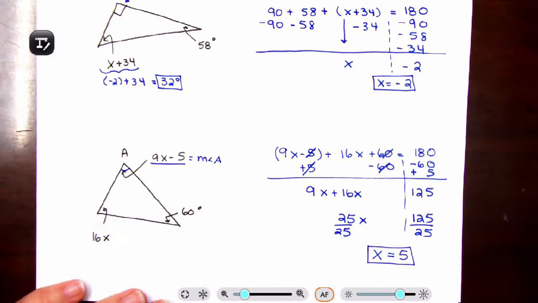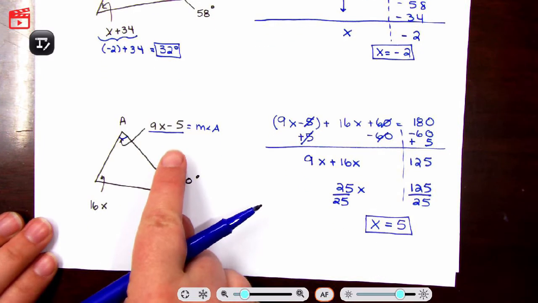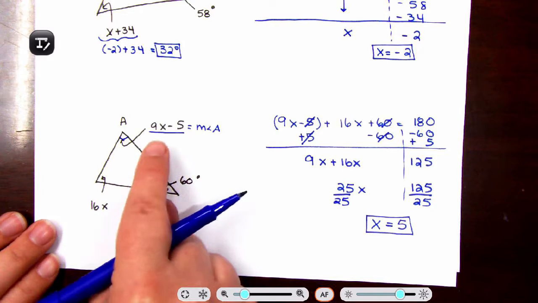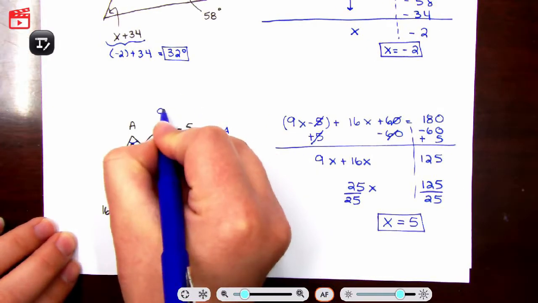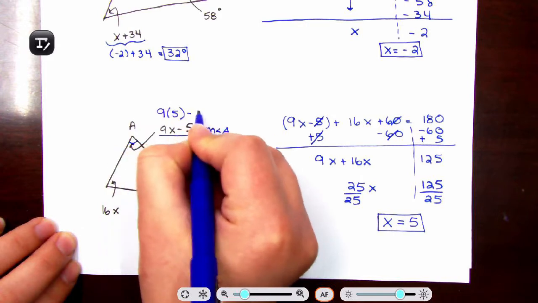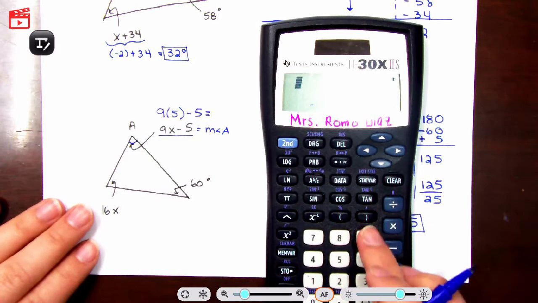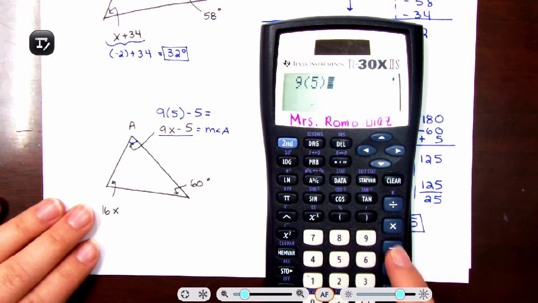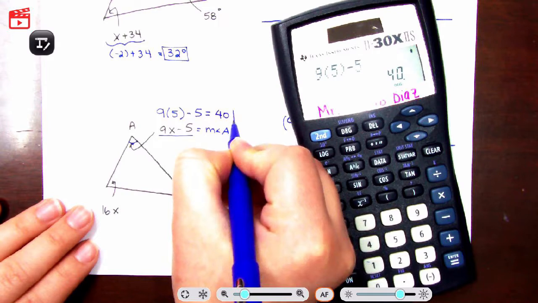Now, it depends on what it's asking us. If it's asking us to solve for x, we have 5. In this case, it's asking us to solve for the measure of angle A. So that means I have 9 times 5 minus 5. That's equal to the measure of A. So in my calculator, I have 9 times 5 minus 5. And that equals 40.